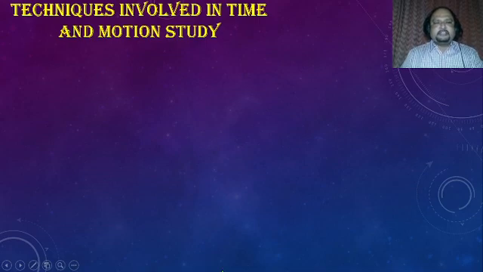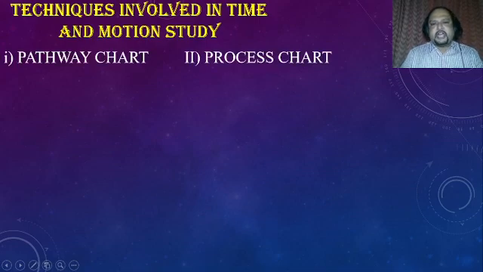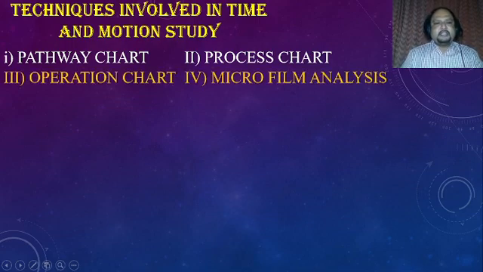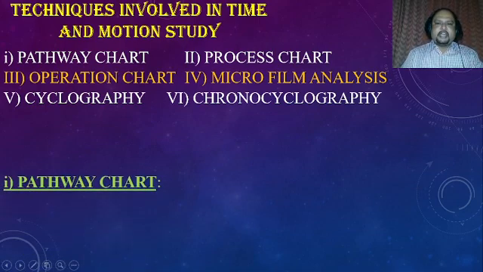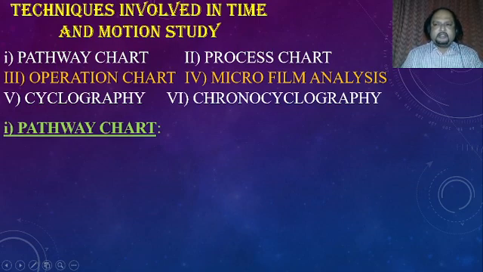So let us see the techniques. We will take up two techniques at a time, and altogether today we will be discussing 6 different techniques. The first 2 techniques are pathway chart and process chart. The third and the fourth techniques are operation chart and microfilm analysis, whereas the fifth and the sixth techniques are cyclography and chronocyclography. Let us try to understand this one by one, and first we will discuss pathway chart.